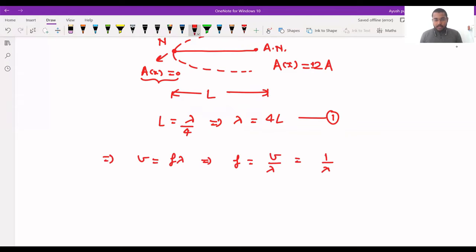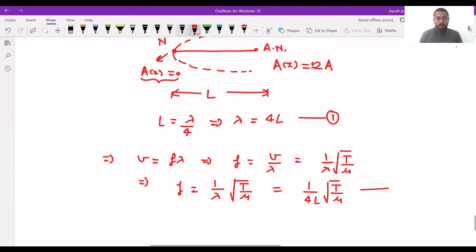Again, we know that the velocity of the wave on the string is root T upon mu, where T is the tension and mu is the linear mass density. So F will be equal to 1 upon lambda root T upon mu. From equation 1, in place of lambda, I can write 4L, so F is equal to 1 upon 4L root T upon mu, right? I am calling this equation 2, and I am writing it in a different color.